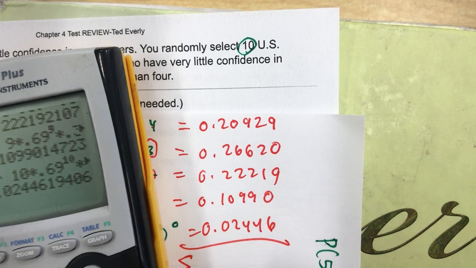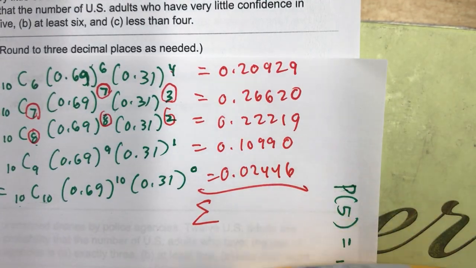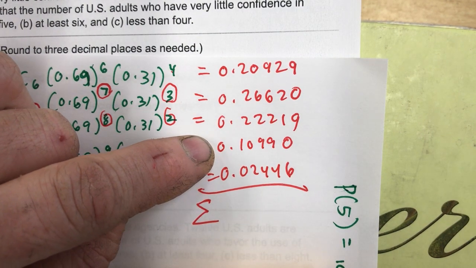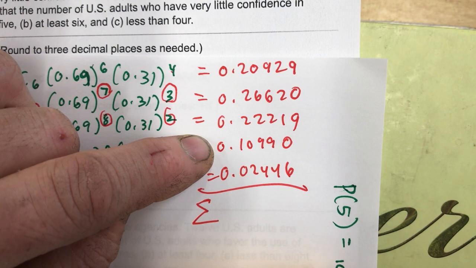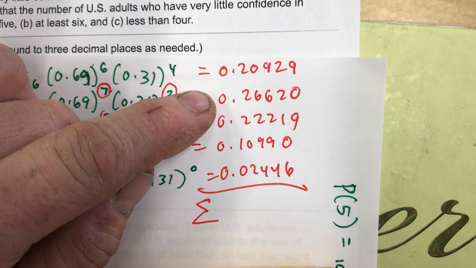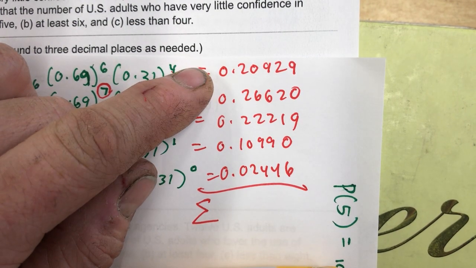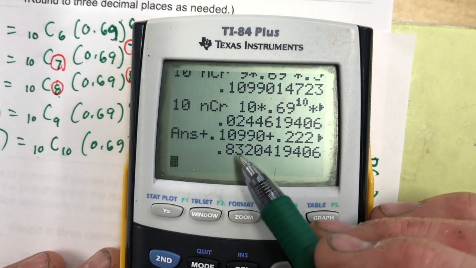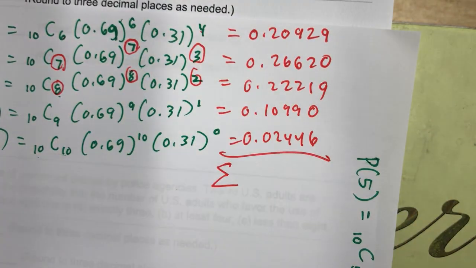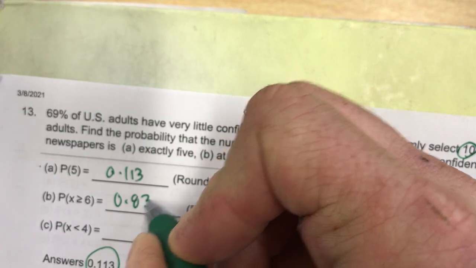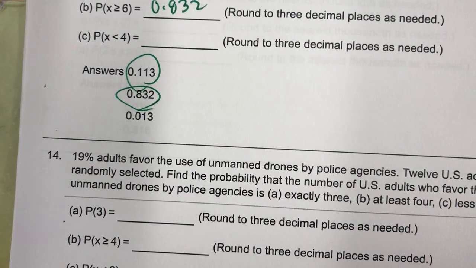And now I add all them up. All right, so I already got this on the calculator now, so I'm going to add 0.10990 plus 0.22219 plus 0.26620 plus 0.20929. And I got this right here, 0.8320. I think rounded at 2. See there? Rounded at 3 places, 0.832. And there you go, man, we got it.